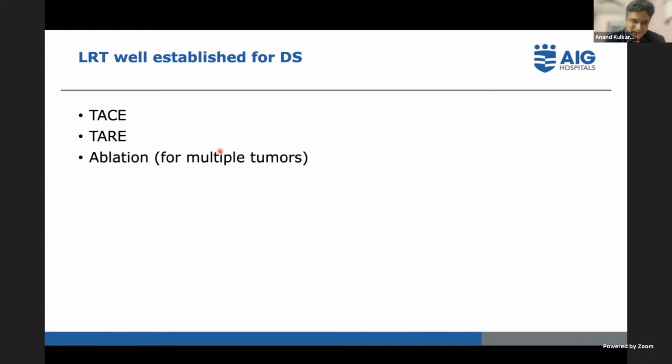We tend to do TACE for patients who have larger tumors, 3 to 5 centimeters, in combination with ablation. If the patient has small tumors, we tend to just ablate them. If it is near the biliary tract or the vascular channels, we tend to do a microwave ablation. If the patient has large tumors, then we tend to do a radioembolization.